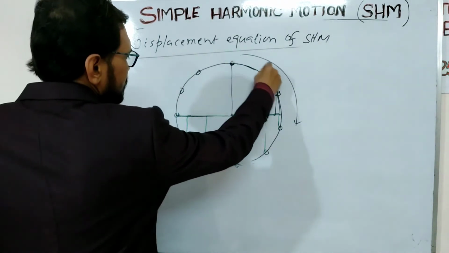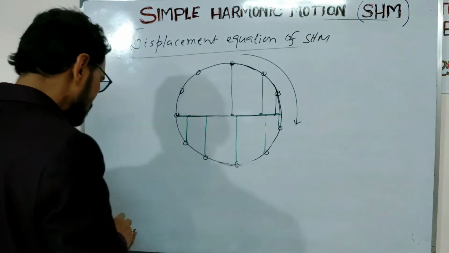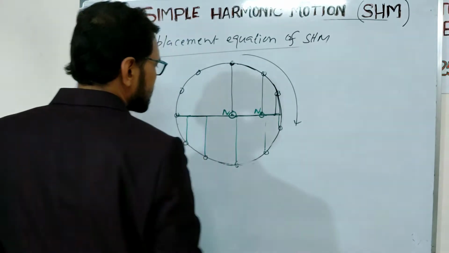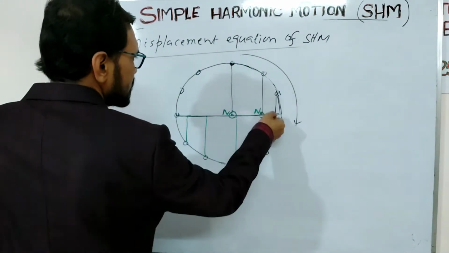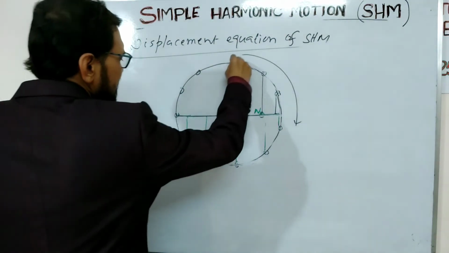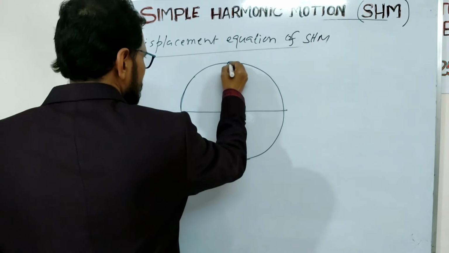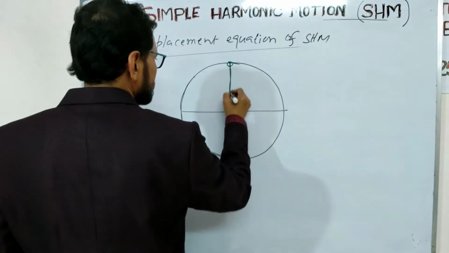Here the particle describes the circular motion, but its foot of the perpendicular on the diameter describes the SHM. When the particle stops, the foot will also stop. When the particle increases its speed, the velocity of the foot correspondingly increases. Suppose the foot of the perpendicular moves in this direction.